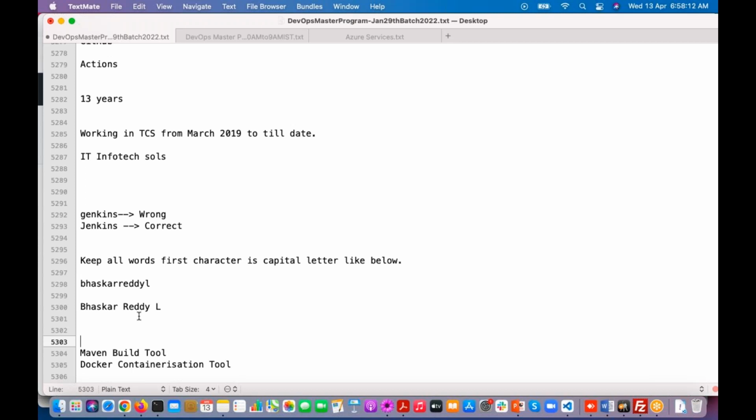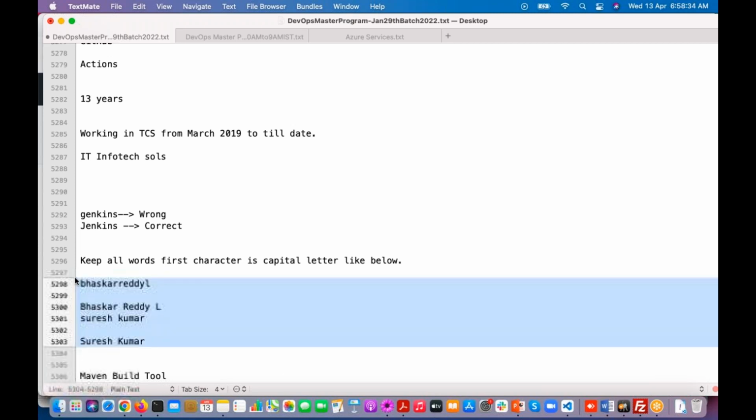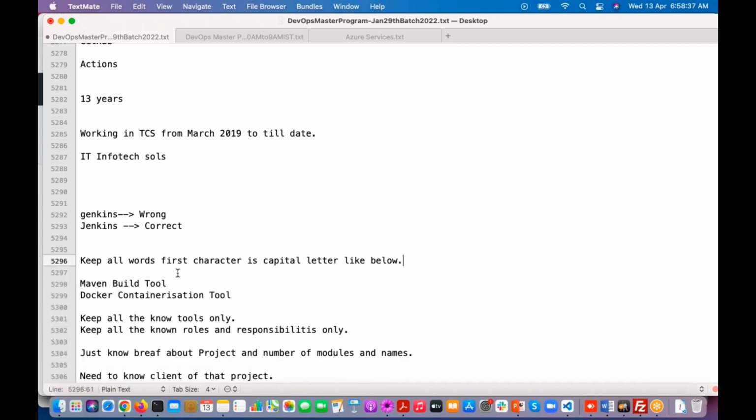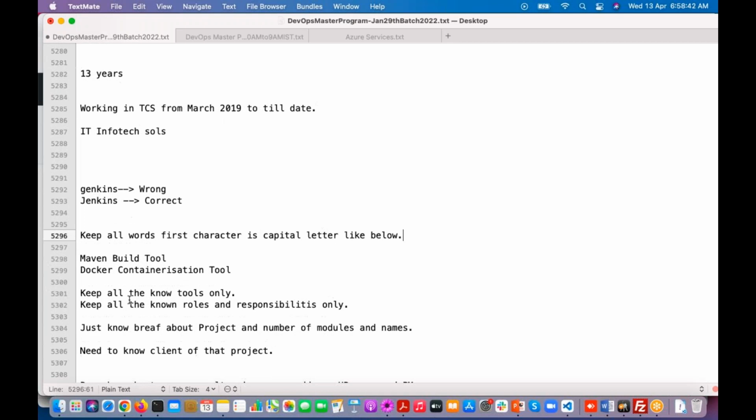See, he mentioned Suresh Kumar. Instead of like this one, if I keep like this one, how good it looks, right? And also give the space. See, Mahesh Mahendarkar, he didn't give the space. Give that space, okay, it looks good. So keep the first character of all words a capital letter, like below. Maven, Build tool, Docker containerization. Keep all the known tools only. Keep all the known roles and responsibilities only. Whatever you don't know, don't mention it.